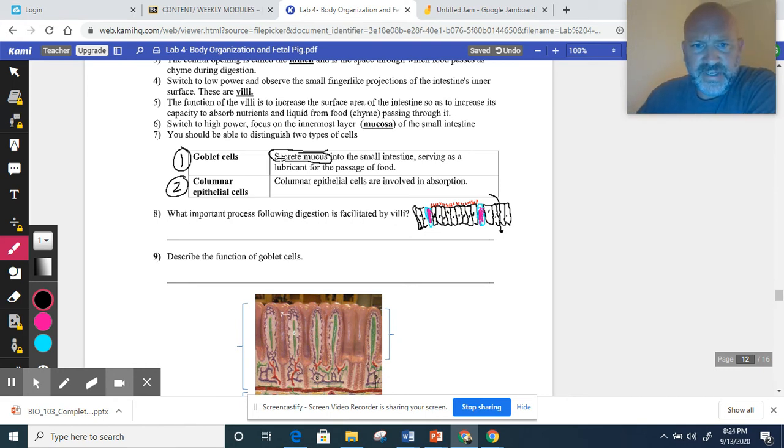So what important process following digestion is facilitated by the villi? Well, the villi are packed with these columnar epithelial cells. We would say absorption. Absorption of nutrients from the intestines into the blood. And what is the function of goblet cells? Well, they secrete mucus.